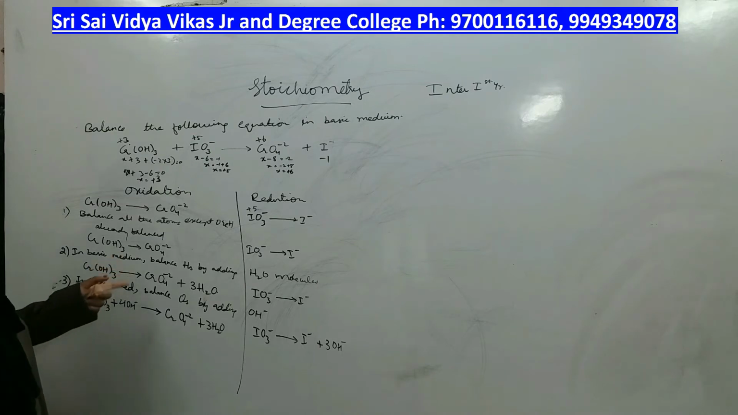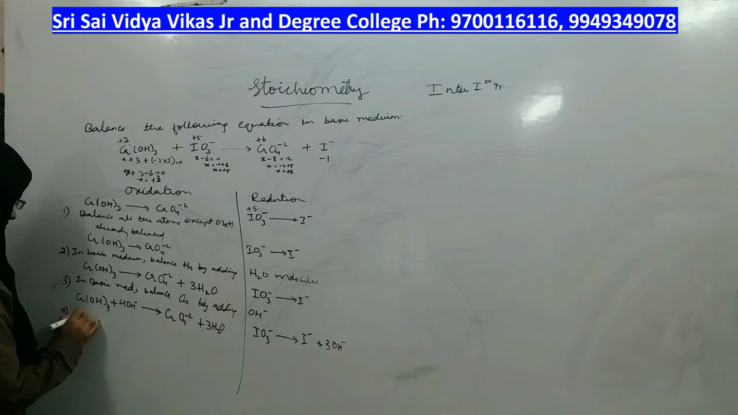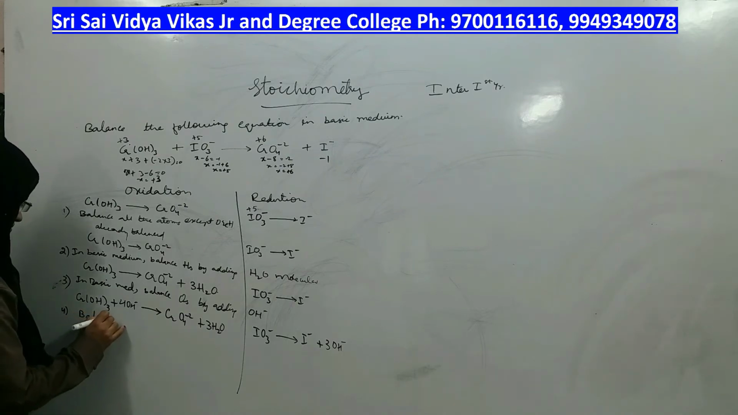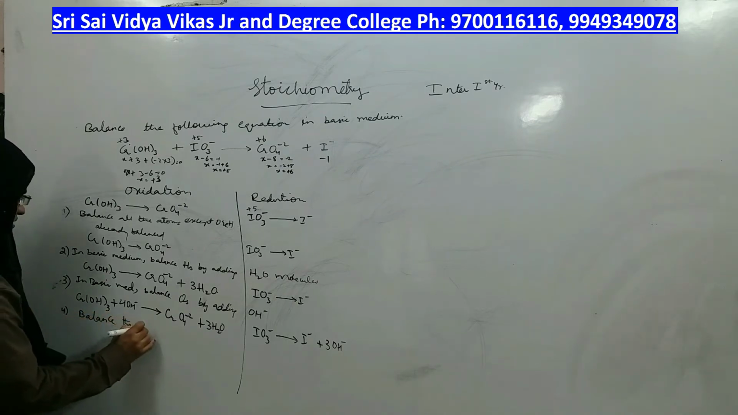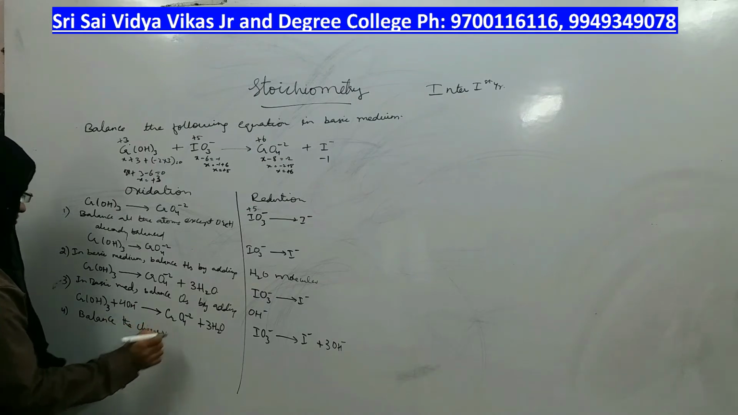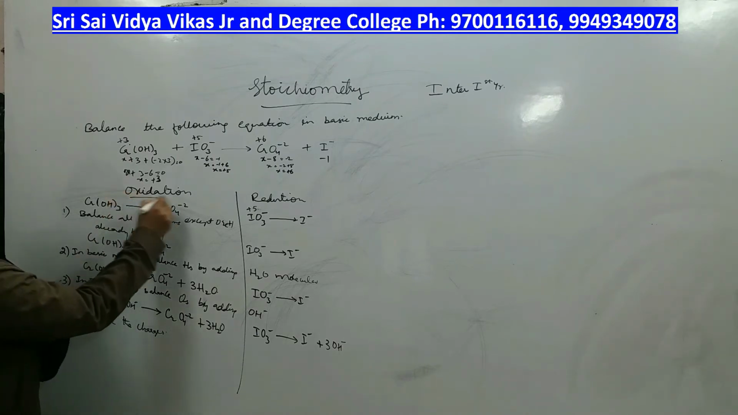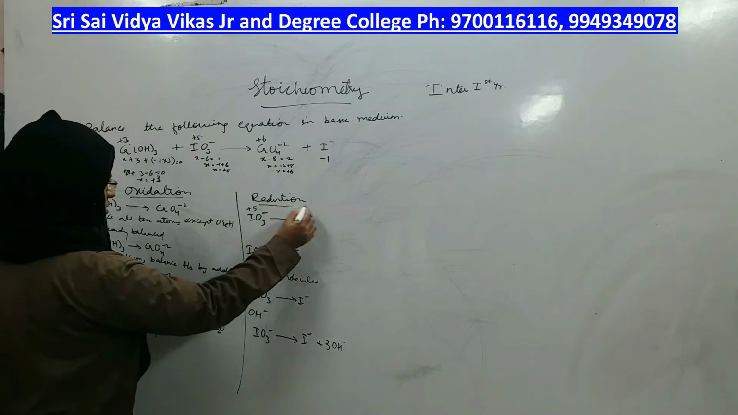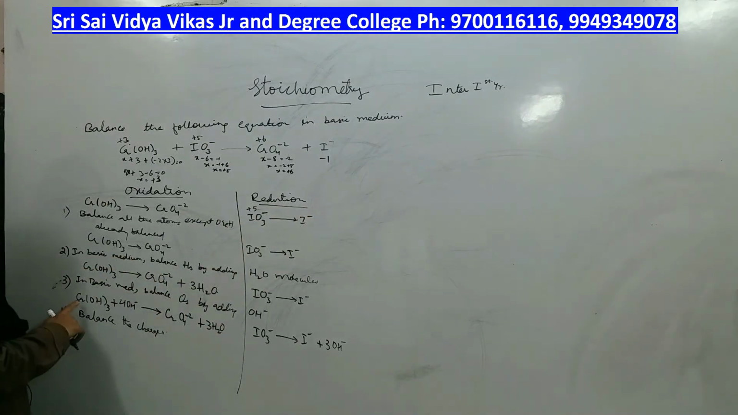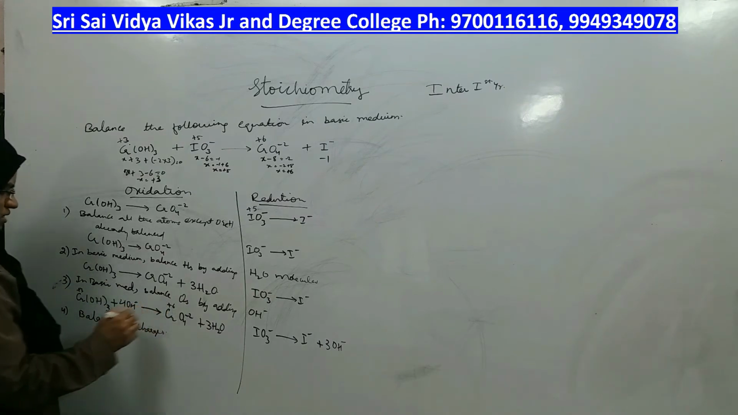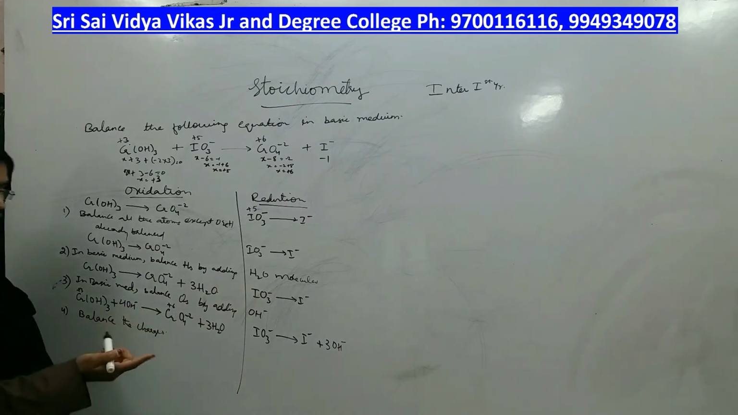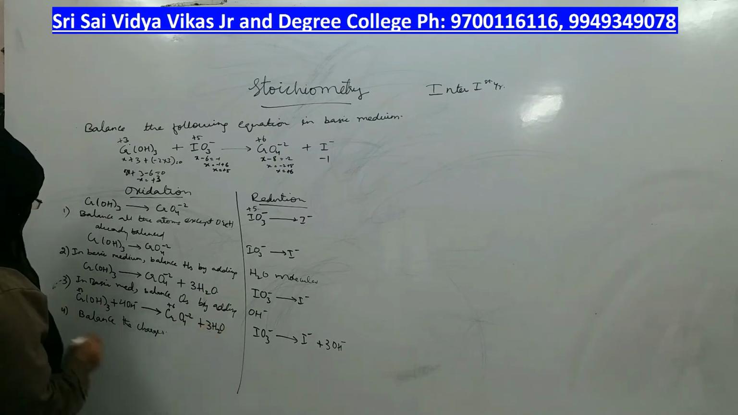After balancing hydrogen and oxygen, what is the next step? Balance the charges. How to balance the charges? You first find out how many electrons are lost or gained. This is oxidation. On this side, plus 3 was getting converted into plus 6. That means 3 electrons are lost, so 3 electrons should be written here.